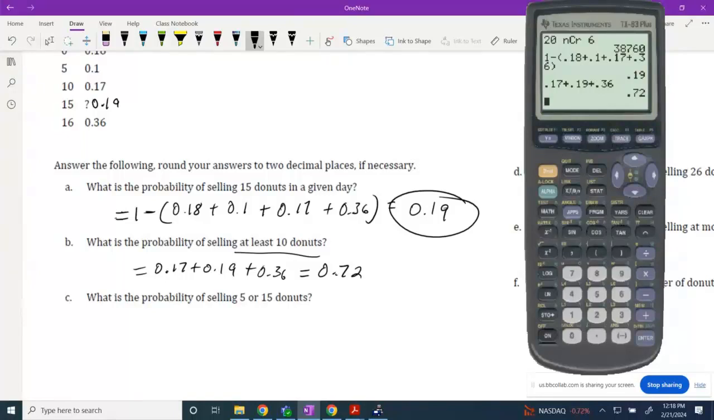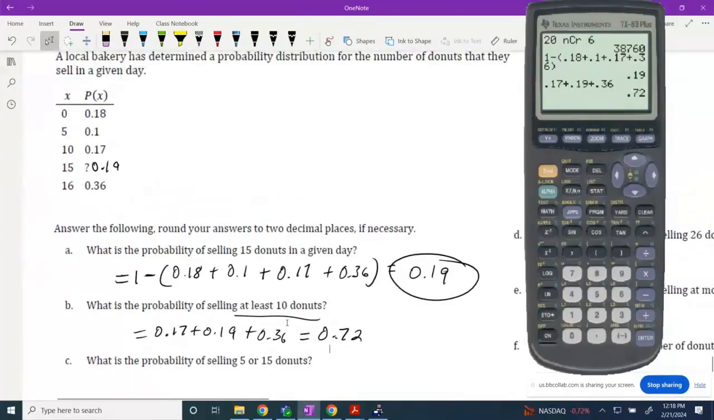I can put it this way. If somebody asks me for my age and I didn't want to give it to them, I can say I'm at least 20. You know what I'm saying? So that means I could be 20 or greater. All right, so let's look at C. It says, what is the probability of selling 5 donuts or 15 donuts? So that's that word or again.